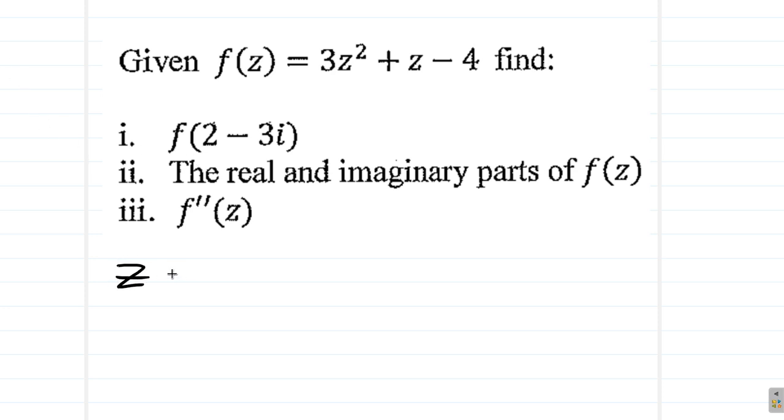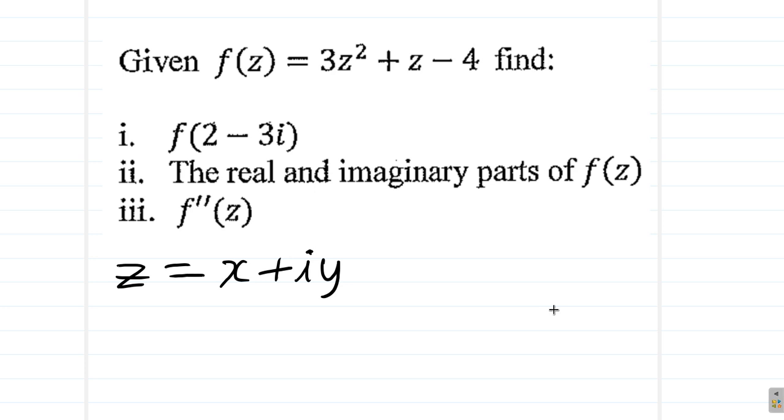Generally, z is equal to the x value plus iy. I like using j, but they use i here. Alright? That's generally what z is.